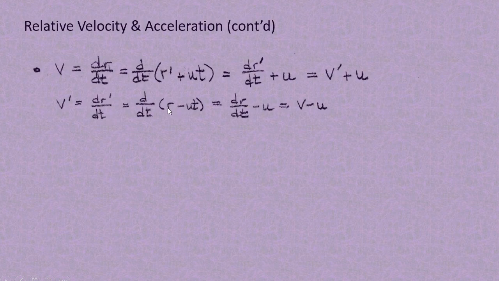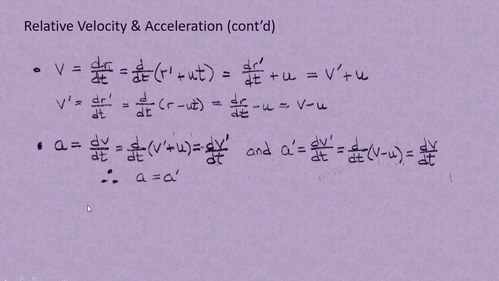We know that we can substitute r minus ut in place of the r prime, and when we differentiate this expression in parentheses, we're left with dr/dt minus u. Now dr/dt is the definition of the particle's velocity from the stationary observer's reference frame. So the velocity of the particle in the moving reference frame is equal to the particle's velocity in the stationary reference frame minus the velocity difference between the moving frame and the stationary frame.